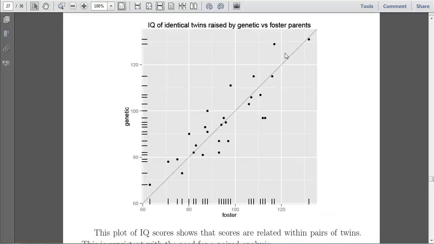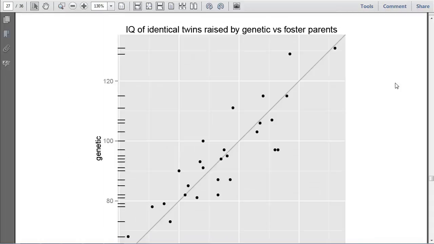So one thing that we see is that these points are basically on the line. If we were to see a lot of these points, say, above the line, that would indicate that the genetic IQ was higher than the foster IQ. But we're not seeing that right now. All right, let's scroll down.